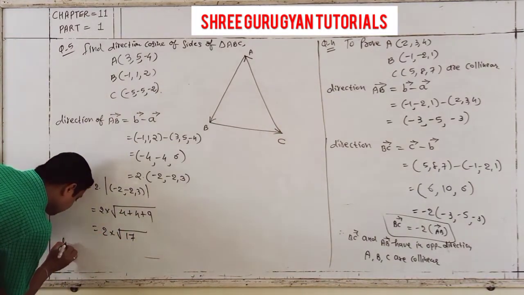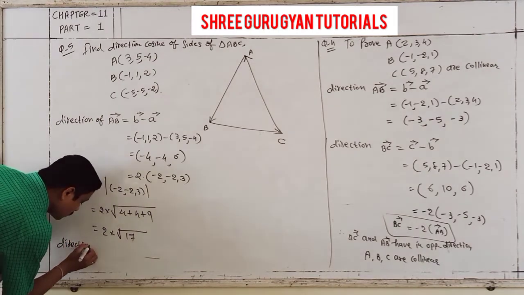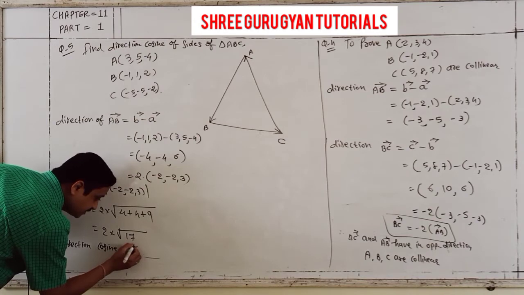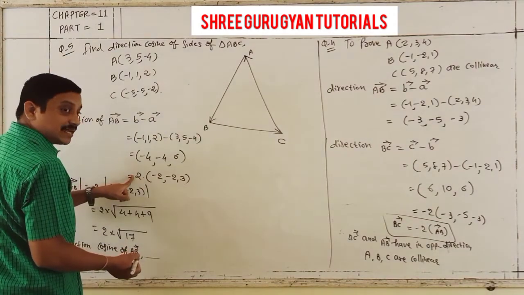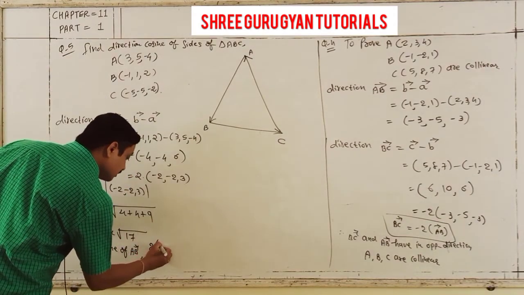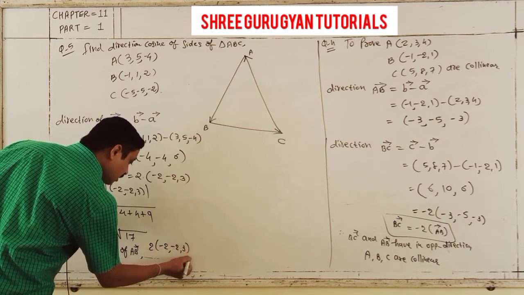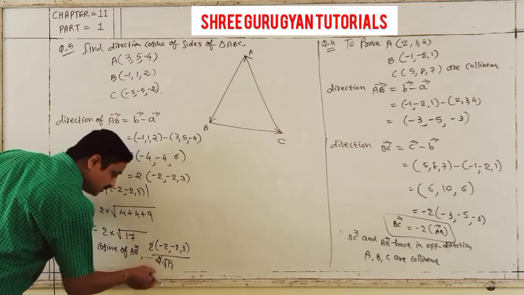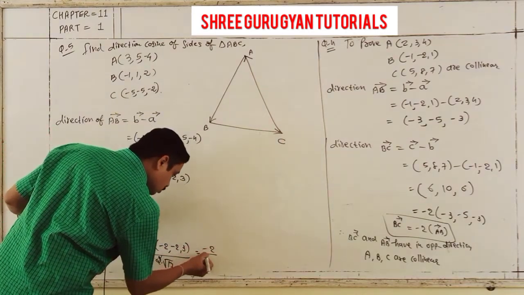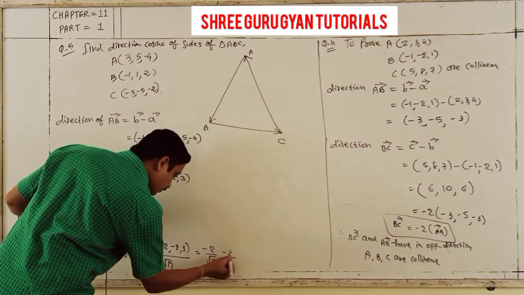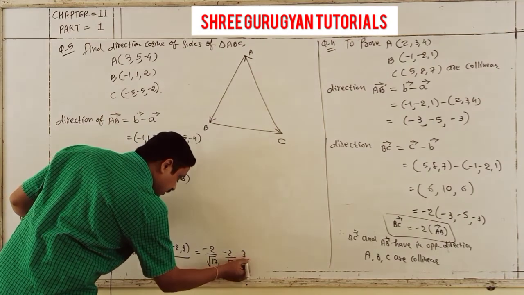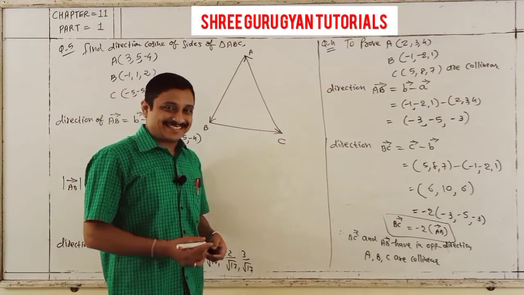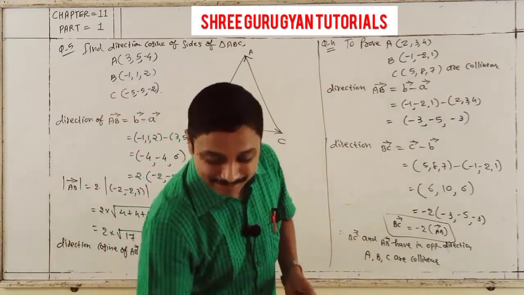So direction cosine of AB direction sides. The very easy. This answer I just write down: 2 times minus 2, 3 upon the 2 root 17. That cancel. So your answer is minus 2 by root 17, minus 2 by root 17 and 3 by root 17. If you check sum of squares, definitely it is 1.